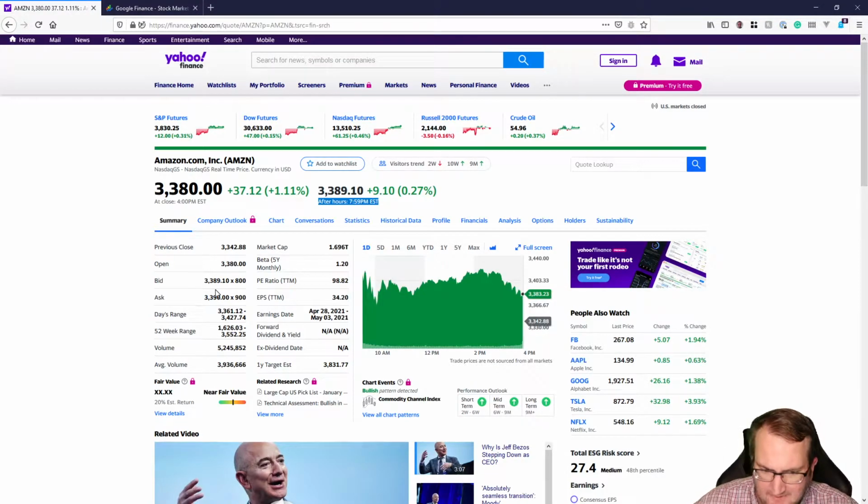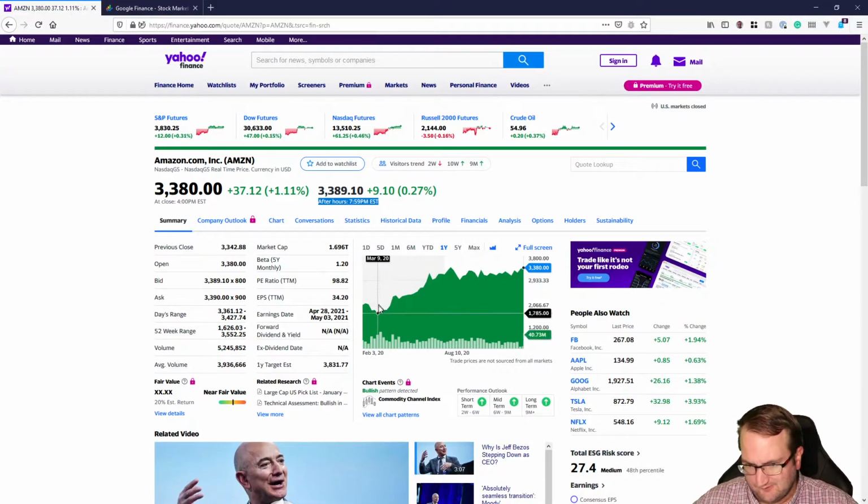So day range is basically the intraday range, the basic high and low of the day. 52-week range is within the last 52 weeks, what was the range? So if we actually look over here on the one-year chart, like March 2020, we probably hit one of our lows here, and around August 24th we hit one of our, or we were close to hitting one of our highs.